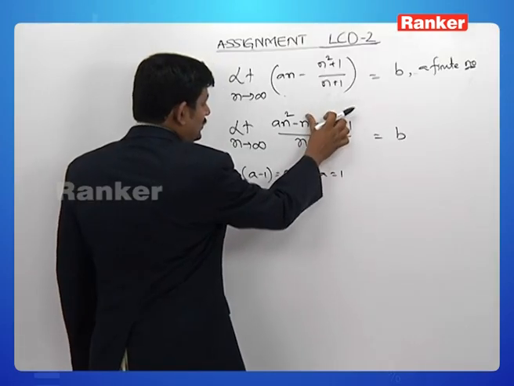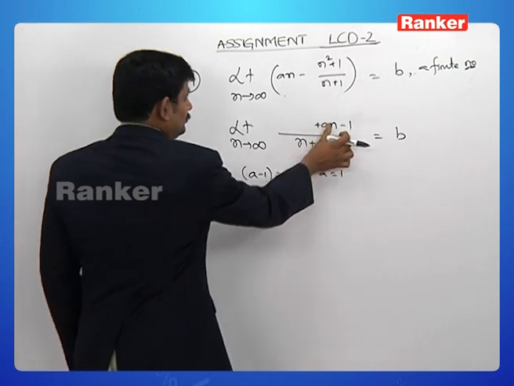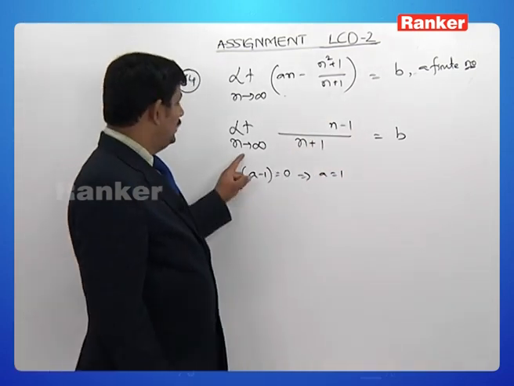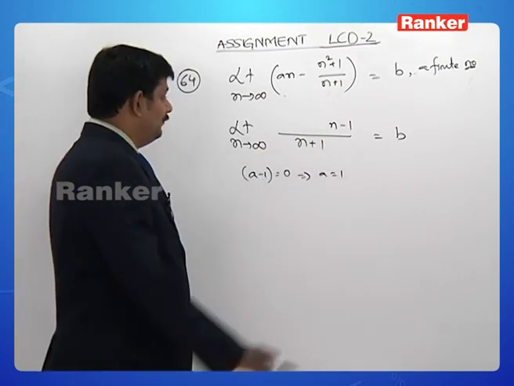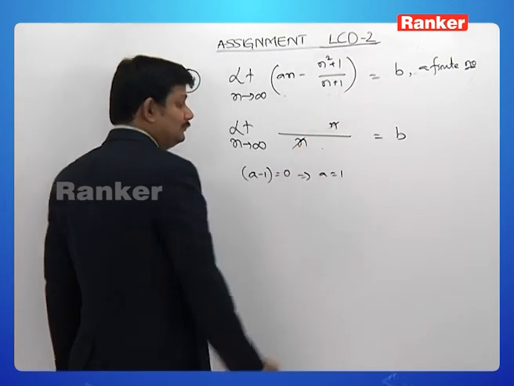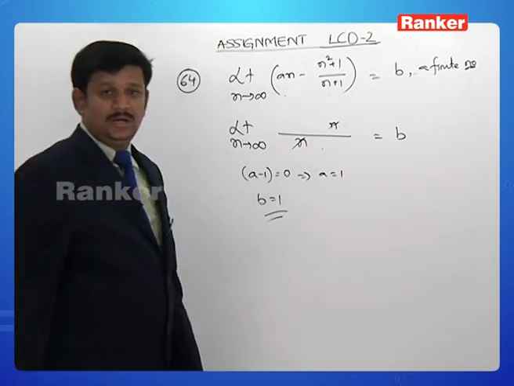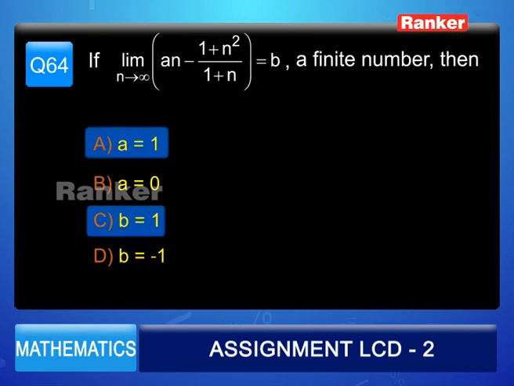And once a is 1, this term vanishes. A is 1. So, we have the limit as n tends to infinity of (n minus 1) by (n plus 1). We can ignore this minus 1, we can ignore this plus 1, it is 1. So, b is equal to 1. A is 1 and b is 1. So, answer is option A and option C.